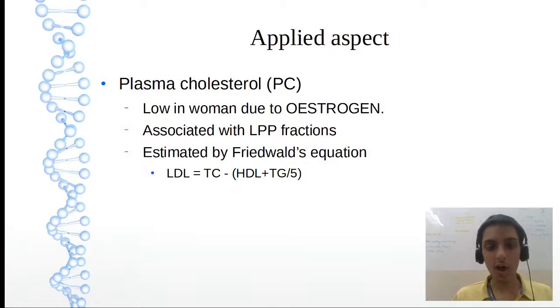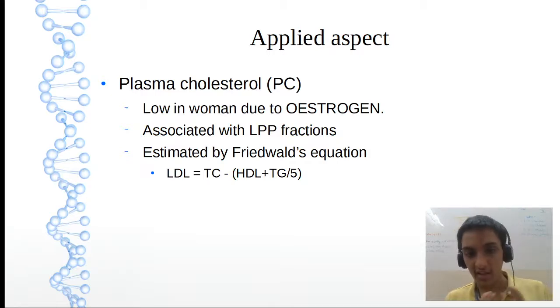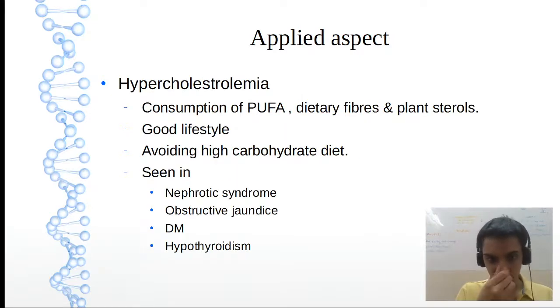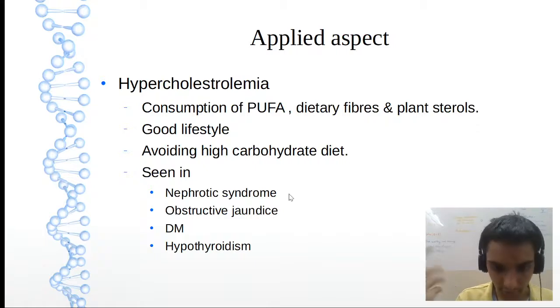So the normal LDL is somewhere around 60 to 150, and that of HDL is around 40 to 60, in milligrams per deciliter. Now let us see hypercholesterolemia. As the name tells us, it is more cholesterol in the blood. So how are we going to deal with this?